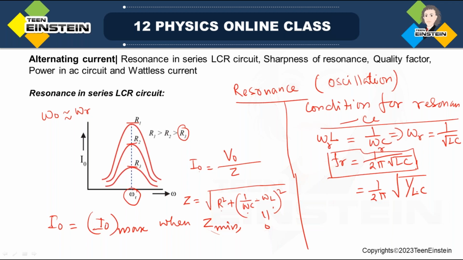You will be given L and C. So you can see that the resonant frequency does not depend on resistance. That means resonance can happen in any resistance value. Only the sharpness or the maximum value depends on resistance. The resonant frequency depends only on the value of LC.